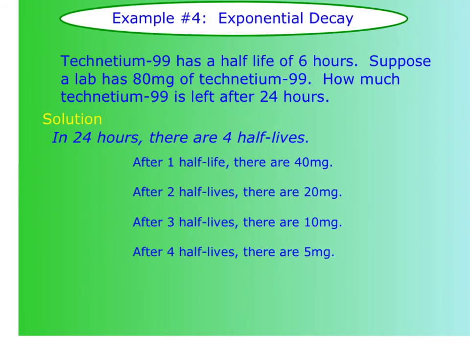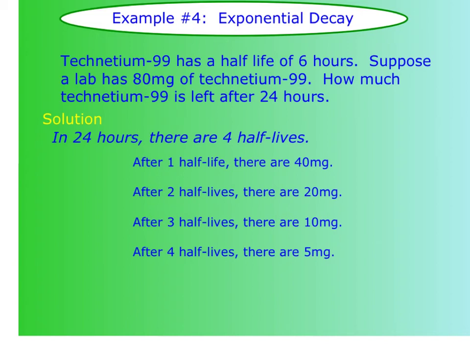This one, you don't have to take any notes really on this page. I just want to talk about this. This chemical, technetium 99, has a half-life of 6 hours. So suppose a lab has 80 milligrams of technetium 99. How much is left after 24 hours? We don't have to solve it. We're just looking at what half-life means.